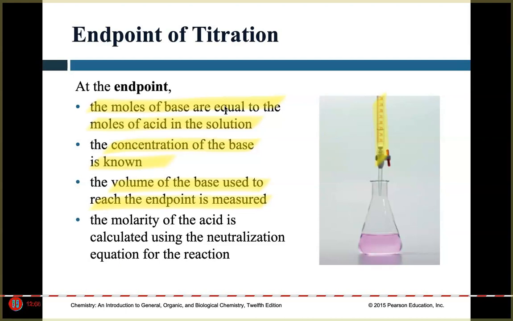So what we can do then is say the molarity of the acid is calculated using the neutralization equation for the reaction. So I know exactly how many moles of base I titrated, right? So by doing some stoichiometry, have we used that word before? I usually call it dimensional analysis. Same thing. And we can figure out from this known amount how much was originally in that acid sample.